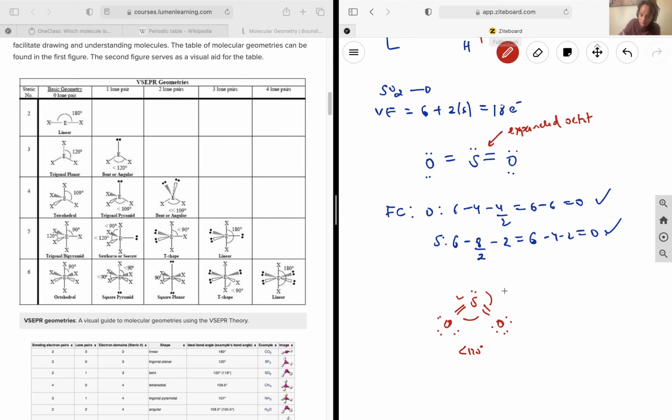Because this angle is over 120, and so is this one. It's also over 120. So this one is less than 120. And so this is what it's going to look like. Now let's see if the dipole moments will cancel.